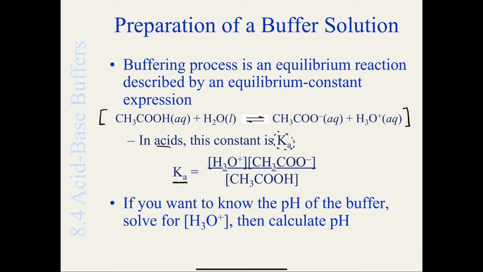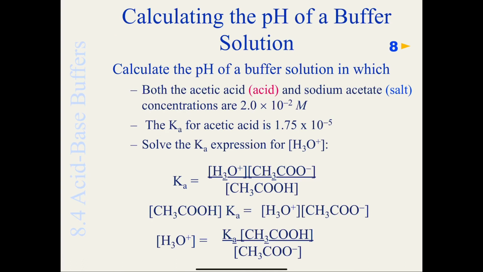If I solve for my Ka, I see that Ka is equal to the product of the concentration of my products divided by the concentration of my acetic acid. Of course, I leave water out because it's a pure substance. And now that I've got this expression, if I want to know the pH of a buffer, all I have to do is solve this for the concentration of hydronium and then plug that concentration into the formula pH equals minus log of the concentration of hydronium, and then I'd have the pH of my buffer. Well, with that in mind, let's take a look at a specific example.